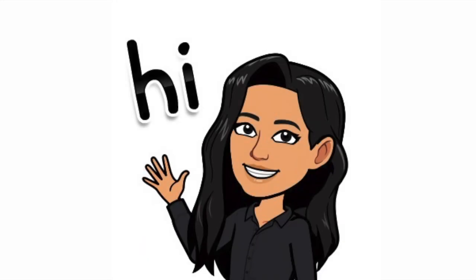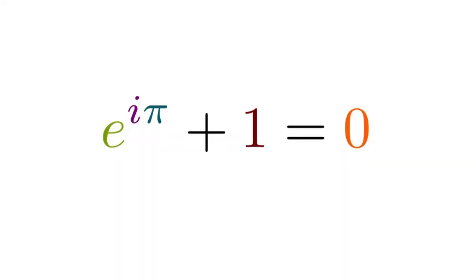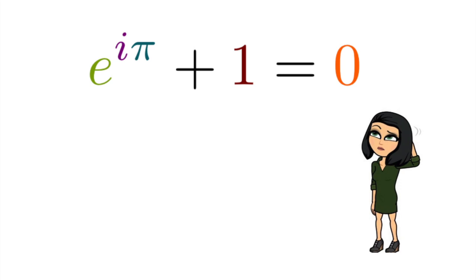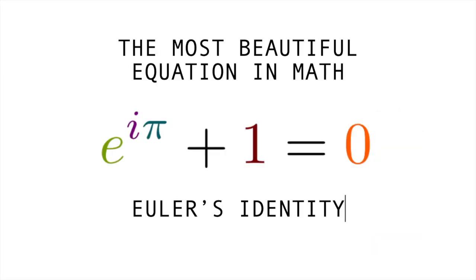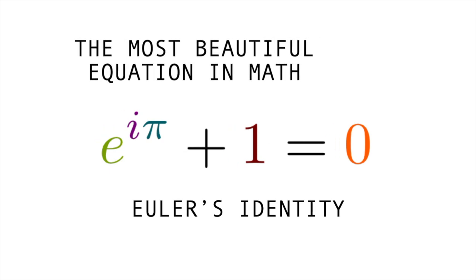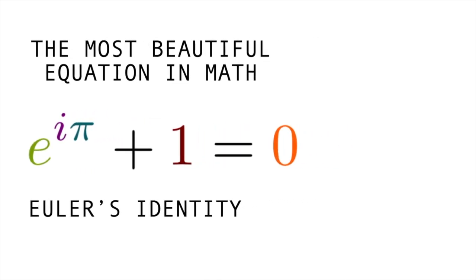Hi there! Have you ever seen this equation and thought to yourself, what? Maybe you're thinking that right now. Well, today we're going to look at this equation, known as the most beautiful equation in math, Euler's identity, e to the i pi plus 1 equals 0, along with our good friend Moiler.